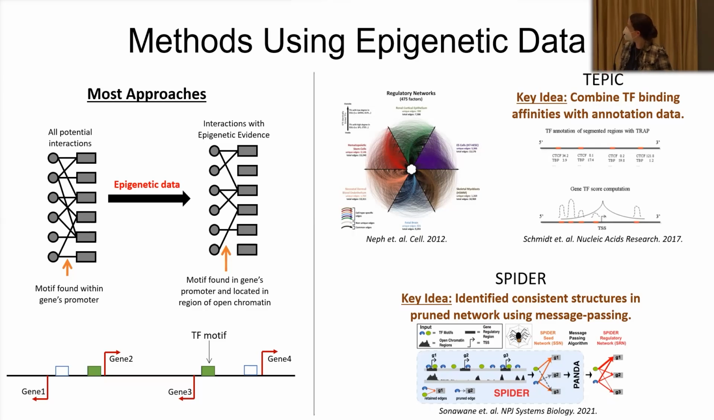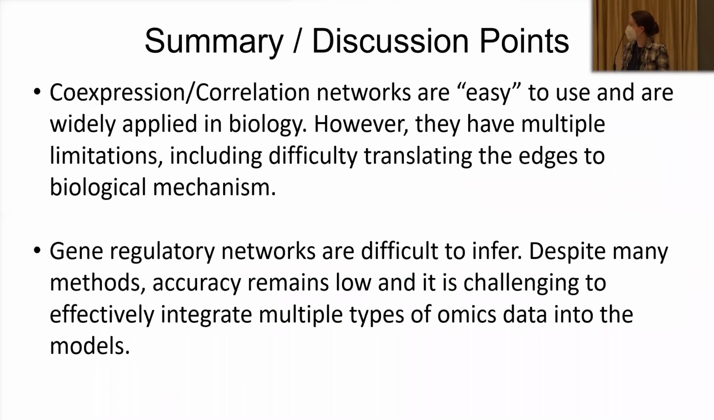And so those are the gene regulatory networks and the co-expression networks. I'll end with some discussion points, and then we'll move on to the protein interaction networks and link prediction. So first off, correlation and co-expression networks are easy to use, and they're widely applied, right? We can't avoid that fact. They're very easy and used a lot. However, they have multiple limitations. Correlation is not causation, and it's difficult to really know what the edges mean.